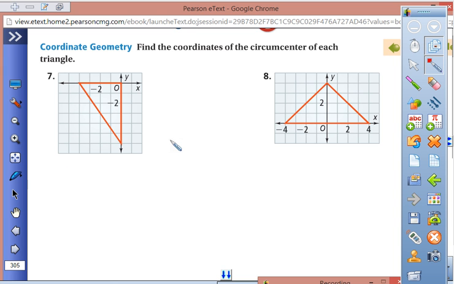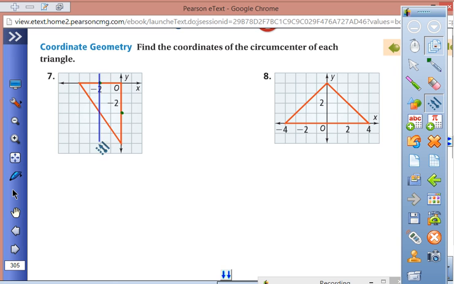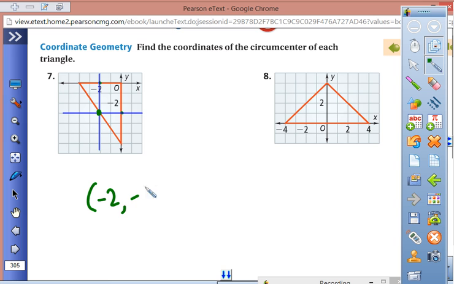So question 7, it says, find the coordinates of the circumcenter. So we want to find our perpendicular bisectors. So this is 4 units long, so I'm going 2 over. This is 6 units long, so I'm going 3. And then I'm going to wait on that side. So if we construct a perpendicular, I end up here and here. And if 2 of them intersect, we can guess where that third one is going to intersect. So it looks like our coordinate of the circumcenter is going to be at this spot right here, which is the coordinate -2, -3.